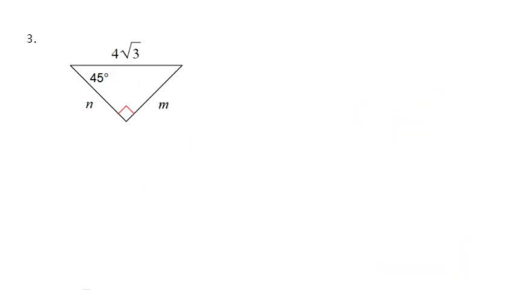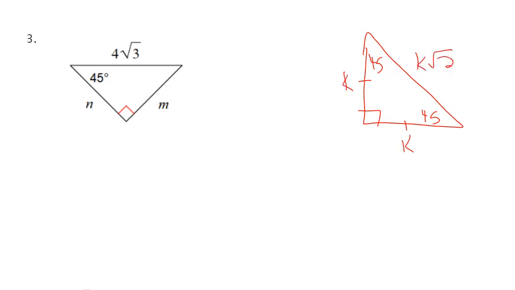In our last example, again, same thing. The only thing that's different is we're just doing some different properties of radicals. So if I look at my 45, 45, 90, I know the legs are k and the hypotenuse is k radical 2. And again, we just go ahead and label it out. So our two legs are going to be k. Our hypotenuse k radical 2. We set the value equal to the ratio. So same thing as before.